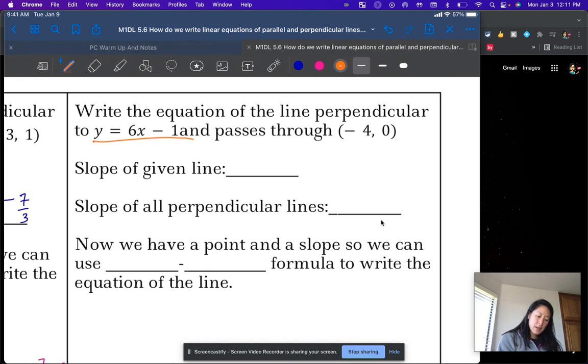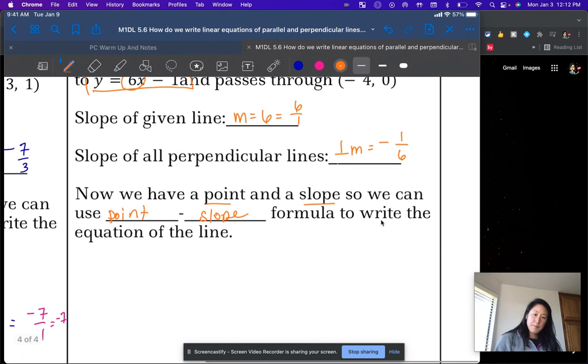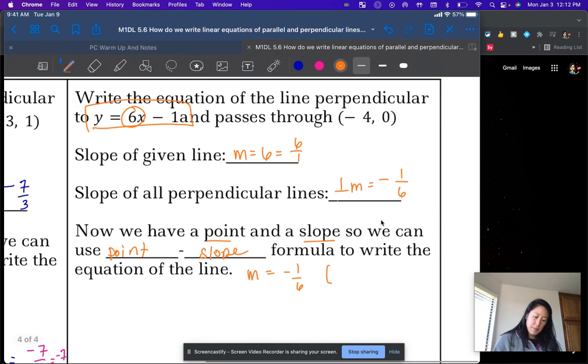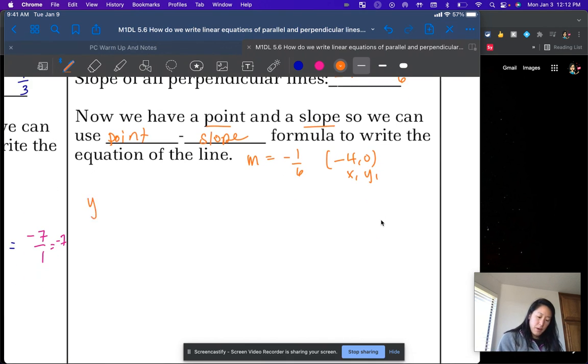The given line here has a slope of 6, or 6/1. The slope of all perpendicular lines to 6 would be, instead of positive, it's going to be negative, and then we reciprocate, so the 1 moves to the top, the 6 moves to the bottom. So we have a point and a slope, so we're going to use point slope formula to write the equation. I have the slope of the new line is -1/6, and it's going to pass through the point -4, 0. This is my x1 and my y1. So I have y minus y1 is equal to the slope times x minus x1. Let's start substituting stuff in.